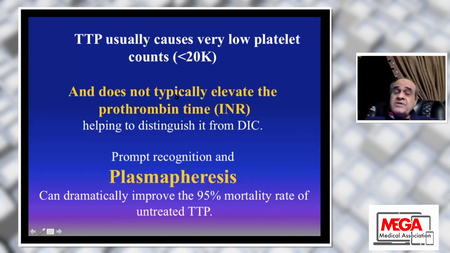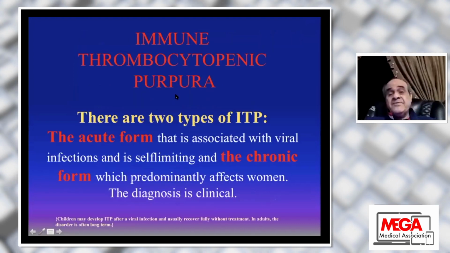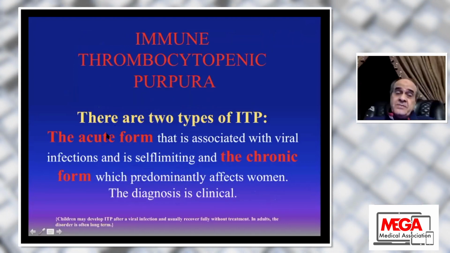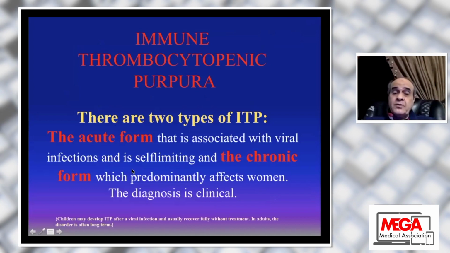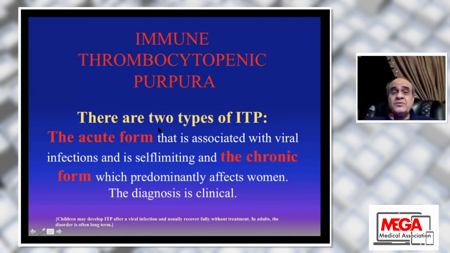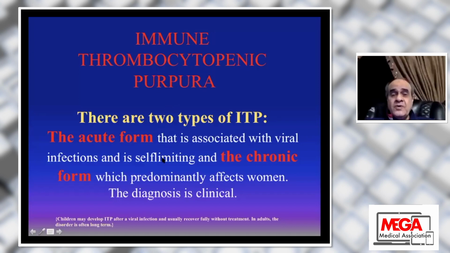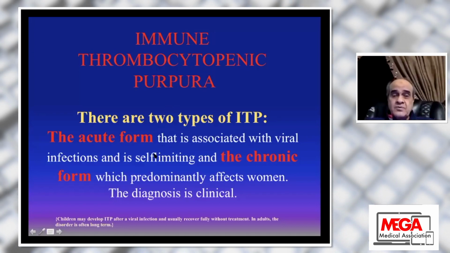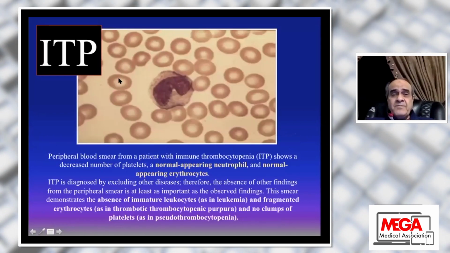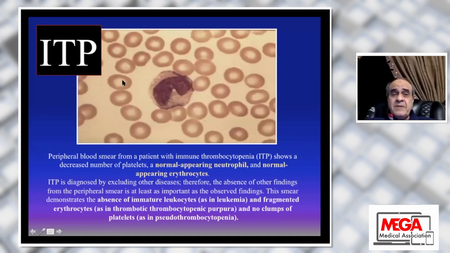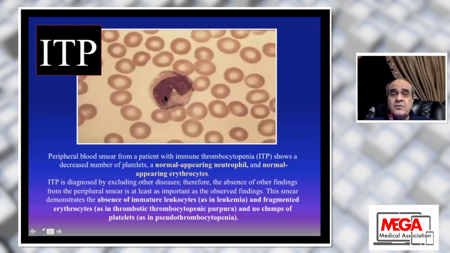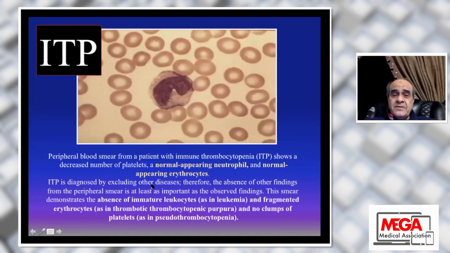Immune thrombocytopenia may develop after viral infections and may be an acute or chronic form, and it is always diagnosed through exclusion of other causes of thrombocytopenia. If we make a blood smear and see normal RBCs, no schistocytes, and normal white cells, we can diagnose ITP.